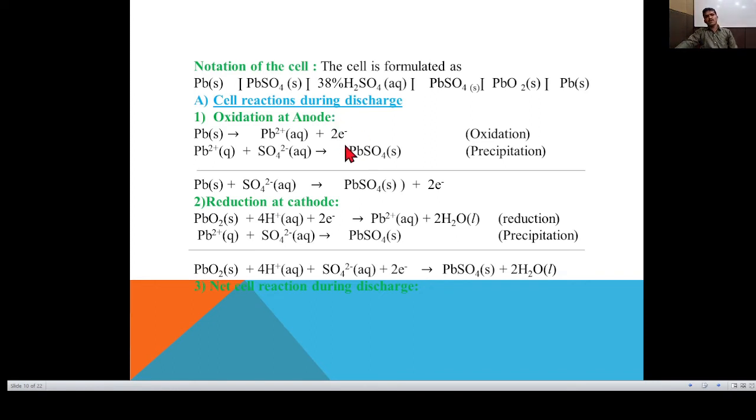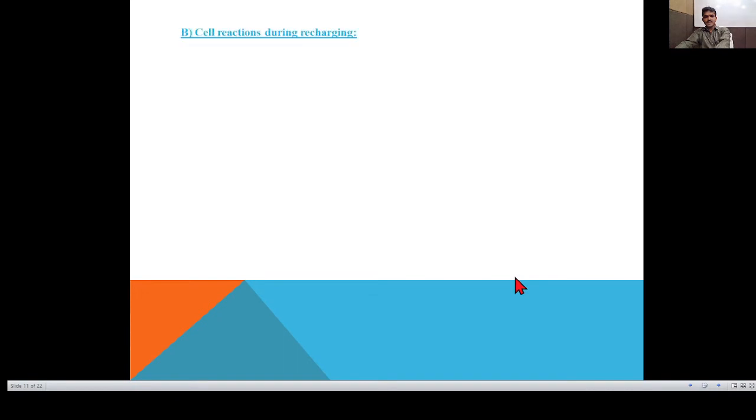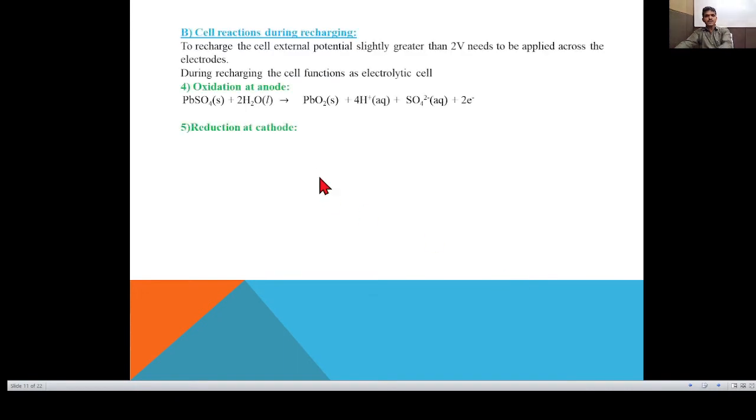In the case of the cathode during recharging, the reaction that takes place at the anode during discharging takes place at the cathode in reversible manner. See here, at the cathode, what is the reaction? PbSO4 plus 2H2O. This reaction takes place at the anode in reversible manner.